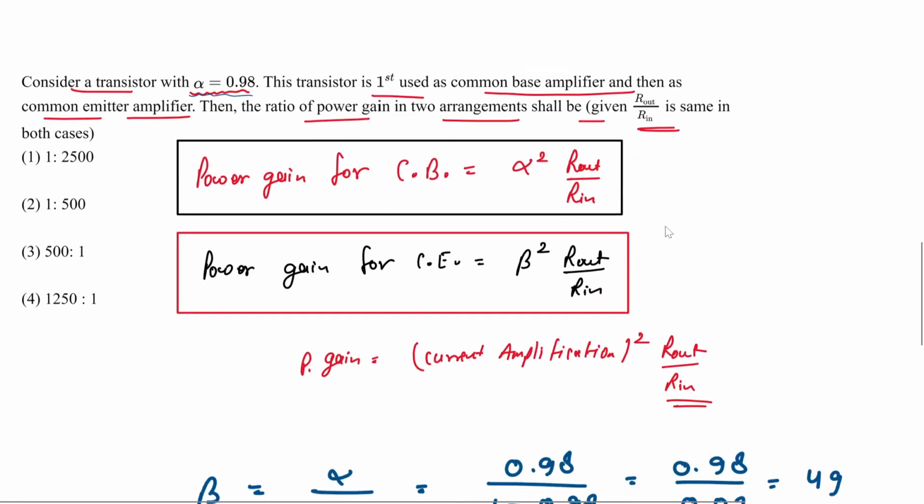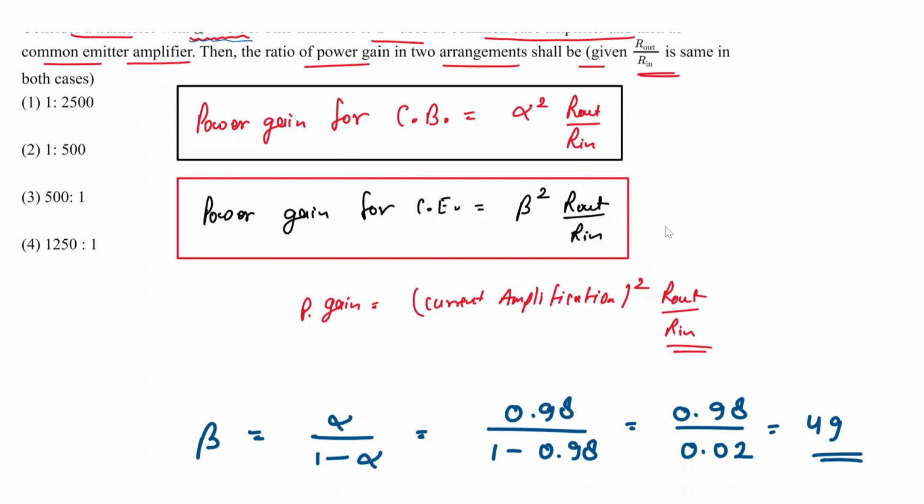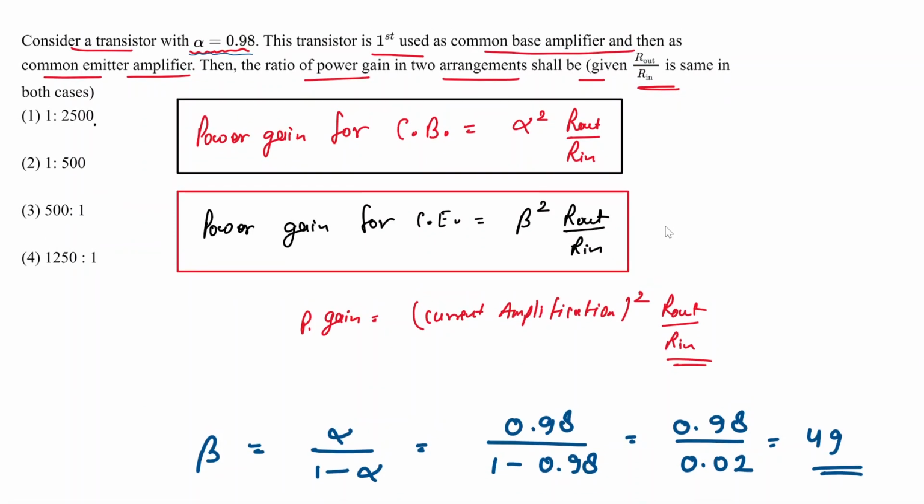So if we check our options, 1 by 2500, option A is our correct answer.